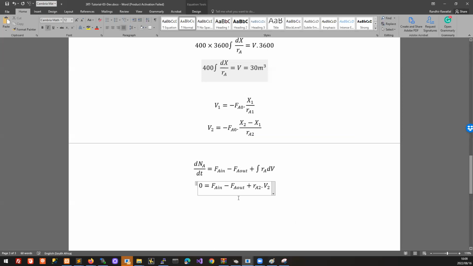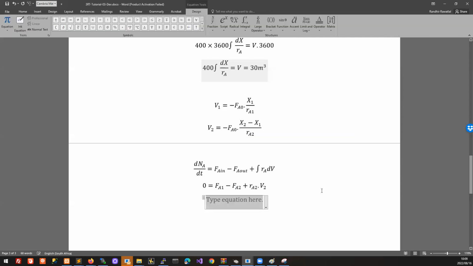And so now FA in, this is clearly now FA1. So it's not FA naught anymore. This is going to be the molar exit flow from the first one. And FA is our final amount coming out. So what we can say here is FA1 minus FA. Let's call this FA2.